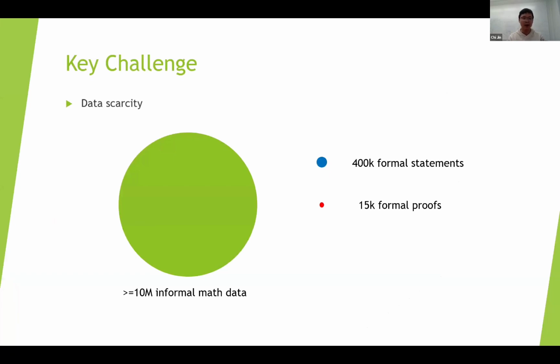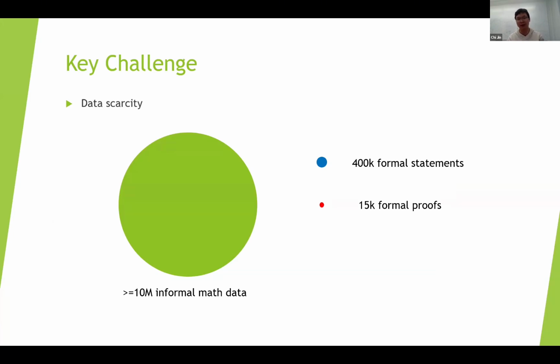Okay, so as Don mentioned, the key challenge of formal math is data scarcity. Although DeepSeek and AlphaProof, a lot of these companies, auto-formalize a lot of big datasets, unfortunately in the open source community the data available is very, very rare. You can see we have more than 10 million questions in informal math. However, the number of questions or proofs we have for formal math is unfortunately significantly less.